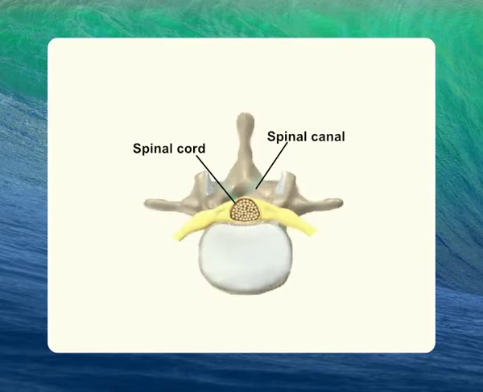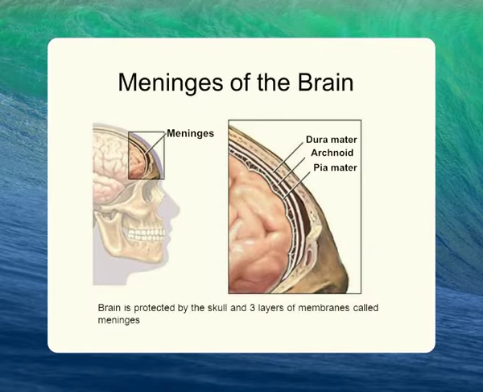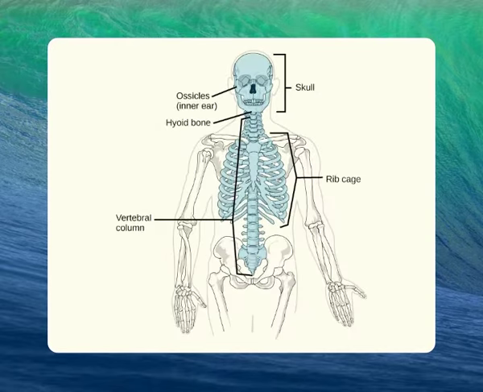The spinal canal contains the spinal cord, while the cranial cavity contains the brain. The CNS is enclosed and protected by the meninges, a three-layered system of membranes, including a tough, leathery outer layer called the dura mater. The brain is also protected by the skull and the spinal cord by the vertebrae.